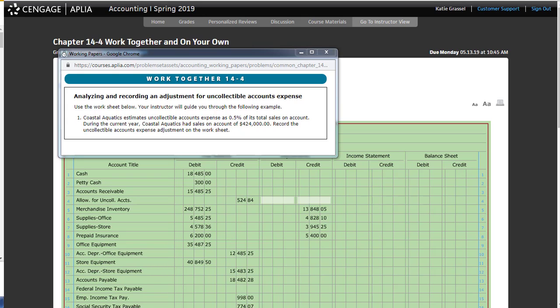Purchases discount, and purchases returns and allowance. Those are all contra accounts. So we have allowance for uncollectible accounts. And then what happens is an accounting or finance person has to go through, after a certain amount of time, and write off people that do not pay. Okay, so here's my example.